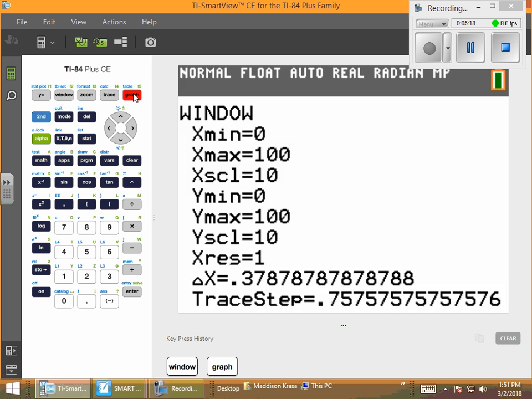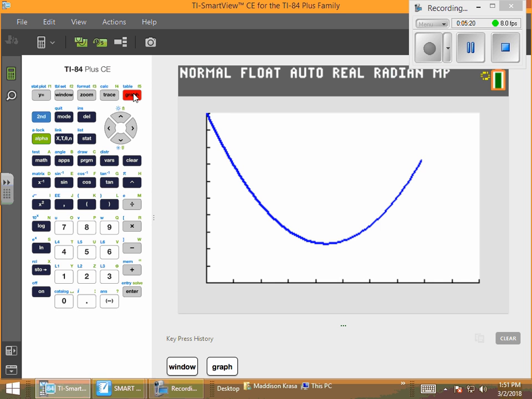All right, and we're going to hit graph. Go ahead and hit graph once you get there. Okay, what's awesome about this is now we can see the parabola, and we can see the y equals 40 line, and we can see the intersections. We haven't used this feature yet on our graphing calculator called intersect, but we can.